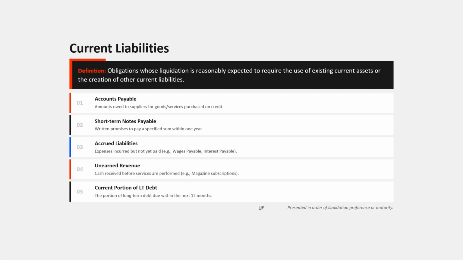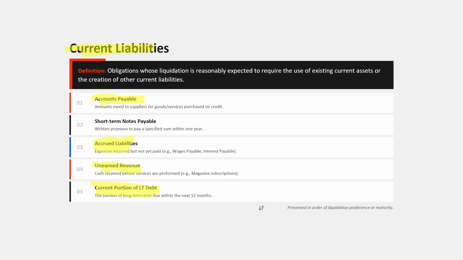Okay, now let's move to current liabilities. Just like the assets, we classify liabilities based on the 1 year or operating cycle rule. What are current liabilities? Those are the obligations that require settlement within that short-term period, typically requiring the use of current assets. The most common examples are accounts payable, accrued expenses, unearned revenue, and the most critical part, the current portion of the long-term debt.